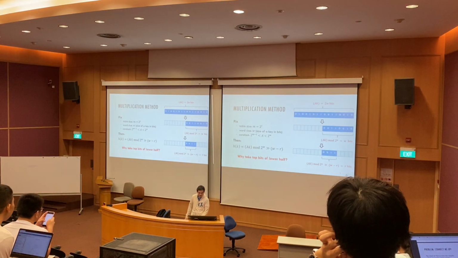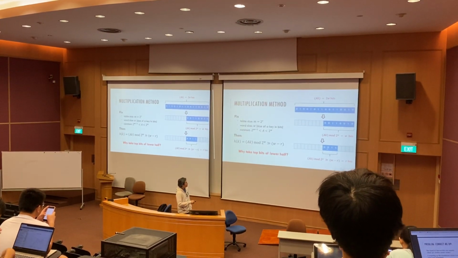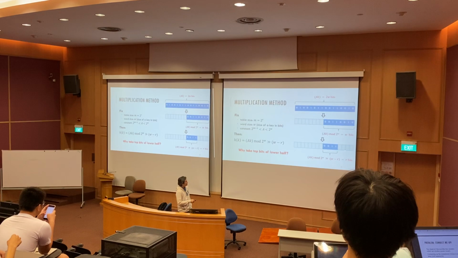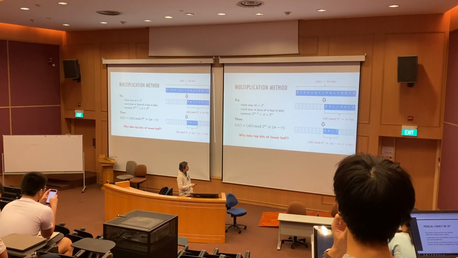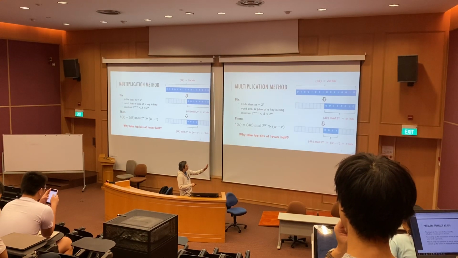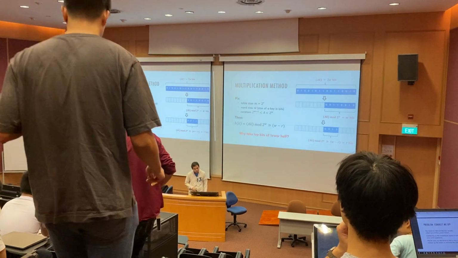Someone asked me last week, and I promised to get back to you about the multiplication method. So why do we do this? Why do we take the top L bits of the lower half compared to just taking these instead? Why don't we just shift it right away from here instead of doing this mod and then the shift?